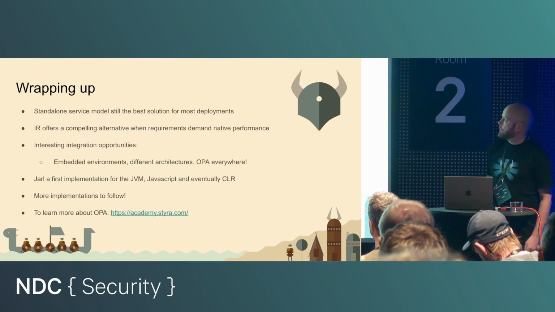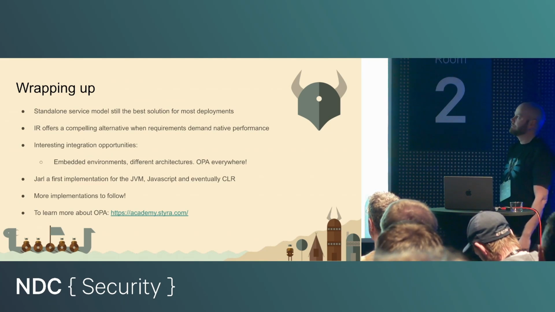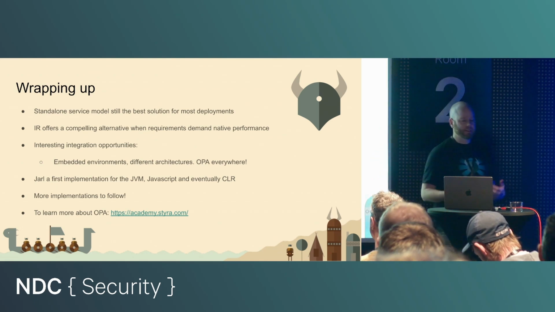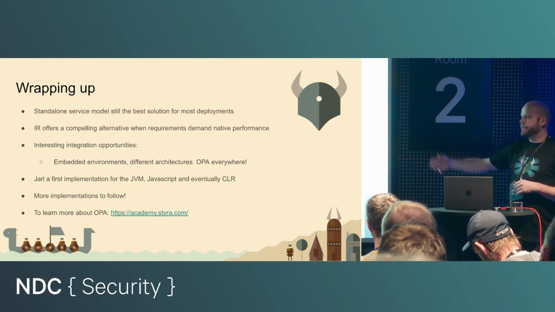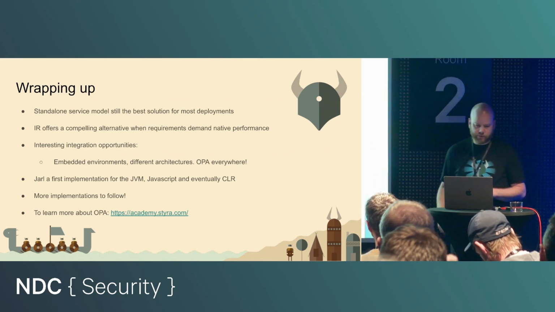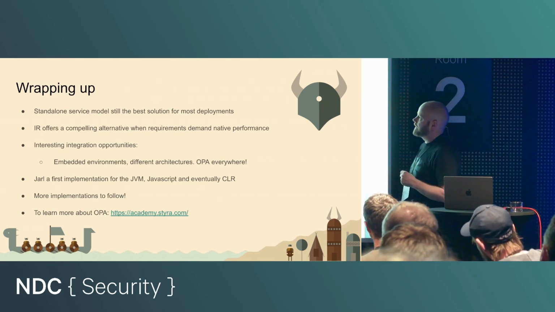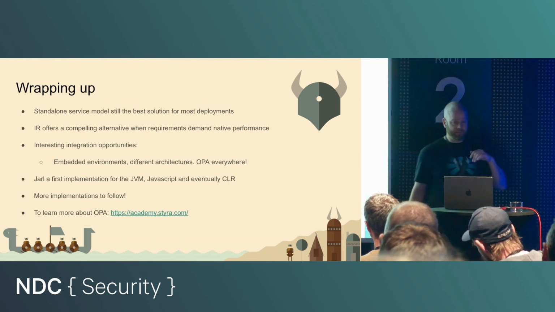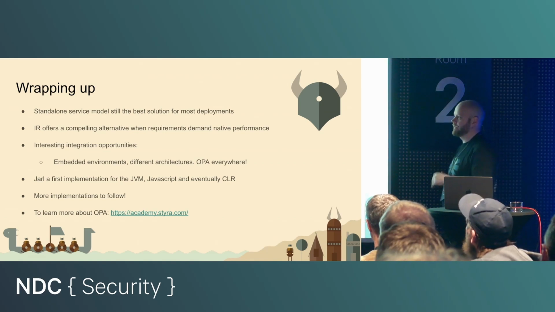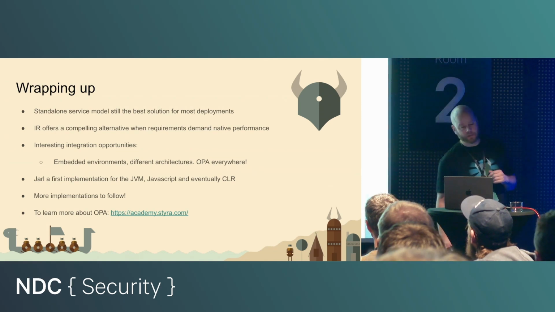All right, so wrapping up, for the standalone service, 95% of you, maybe all of you, are probably best served by this decoupled REST HTTP model where your service just queries OPA for decisions. But the IR offers a compelling alternative when the requirements demand it. That could be native performance, but it could be other use cases as well. You want to run OPA inside of the Linux kernel. You want to run it in a car. You want to run it everywhere.